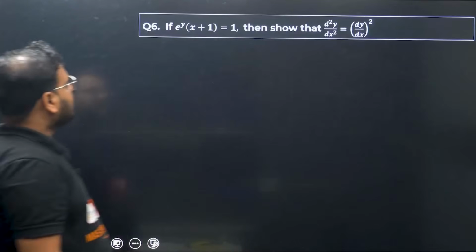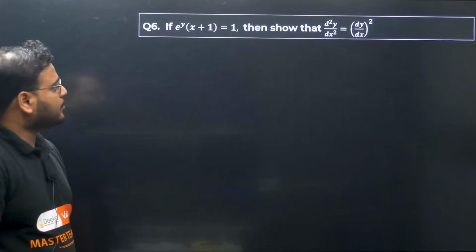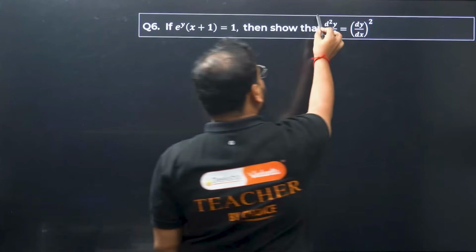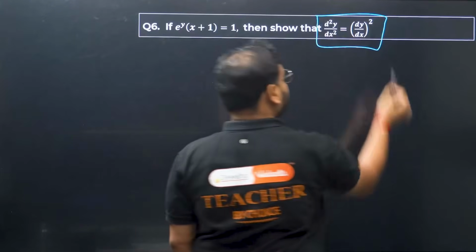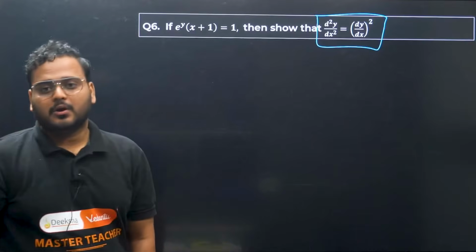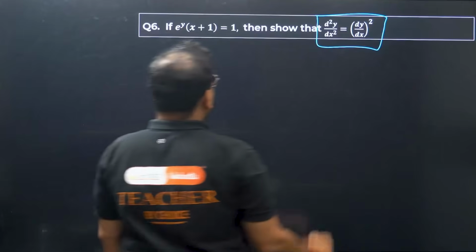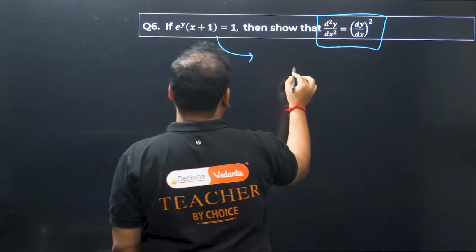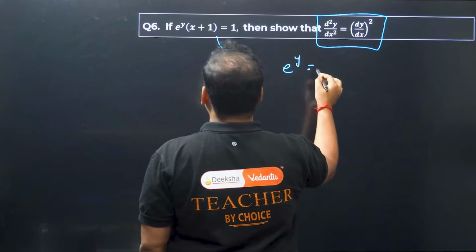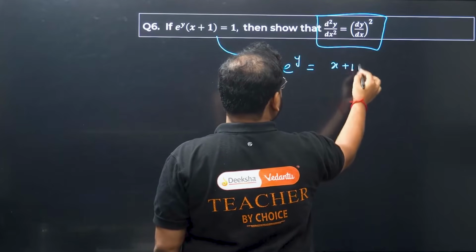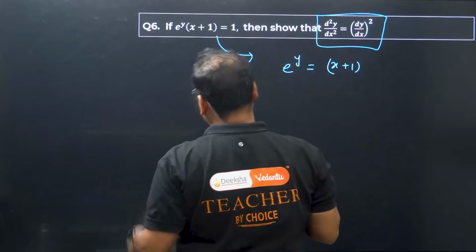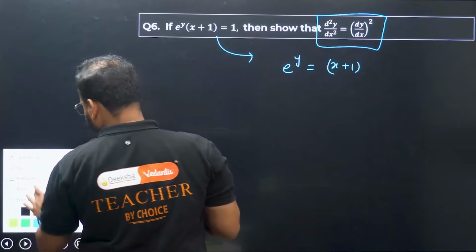Question number 6. If e power y times (x plus 1) equals 1, then show that the second derivative equals the first derivative whole square. Okay, write e power y as x plus 1. Sorry, my mistake, sir.